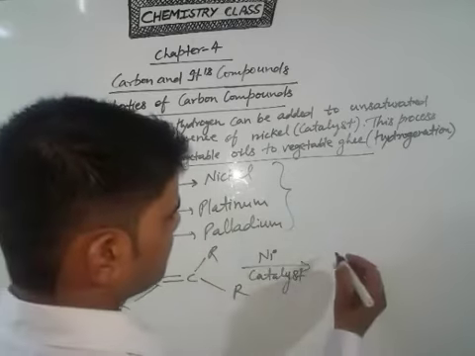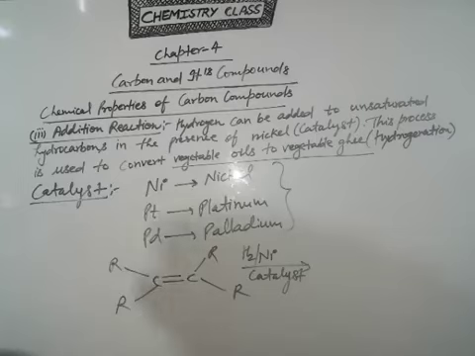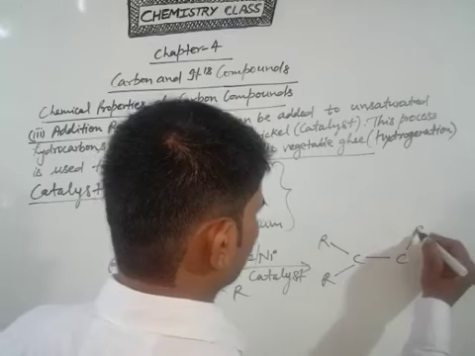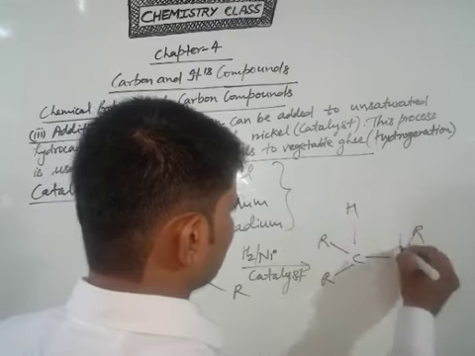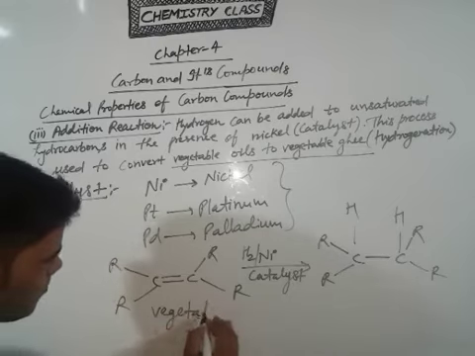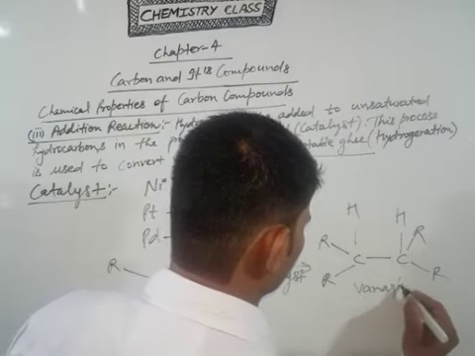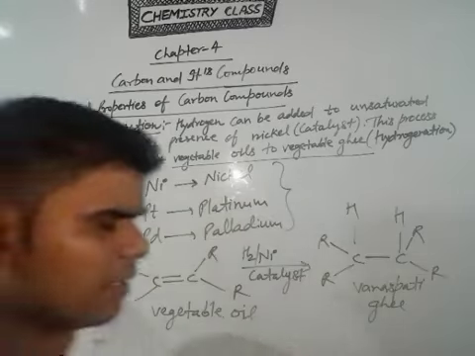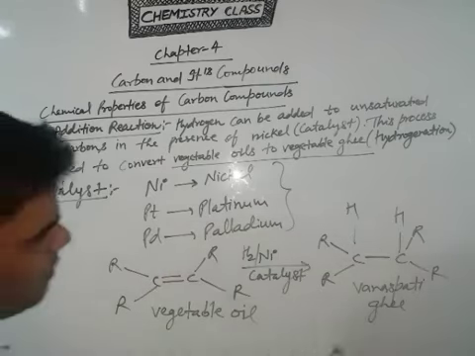So students, if you add hydrogen gas here in the presence of nickel, it will convert into R single bond R and C single bond R. So one hydrogen is attached like that, and the second one also like that. This is the formula of vegetable oil, and this is our vanaspati ghee. Clear? This reaction is also used in industry, and many people use vanaspati ghee.